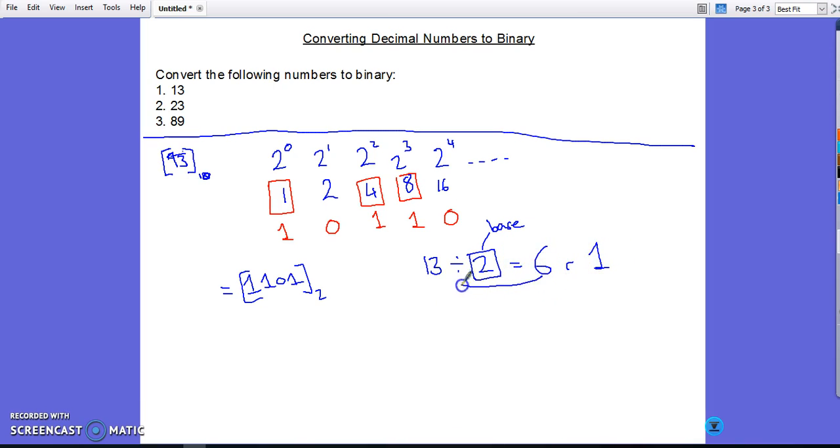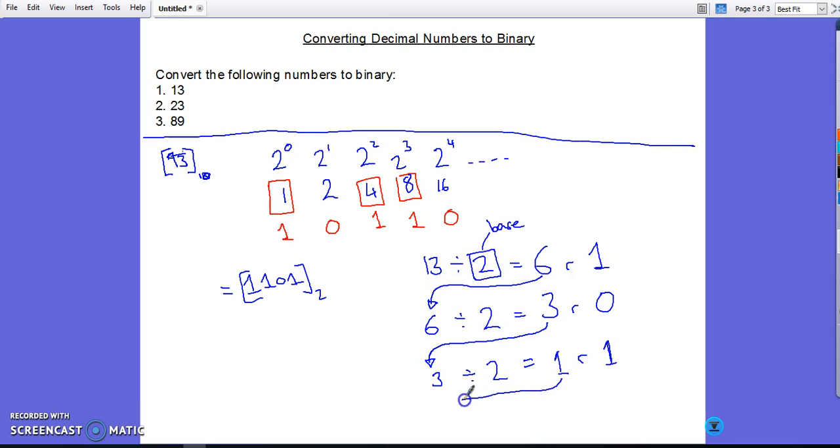Then I take this number and I feed it back into the same thing. So I have 6 divided by 2 is 3, remainder 0. And notice that I keep the base the same in each of these calculations. Then I feed the 3 back in. 3 divided by 2 is 1, remainder 1. Feed the 1 in. 1 divided by 2 is 0, remainder 1. And when I get 0 here, I stop.